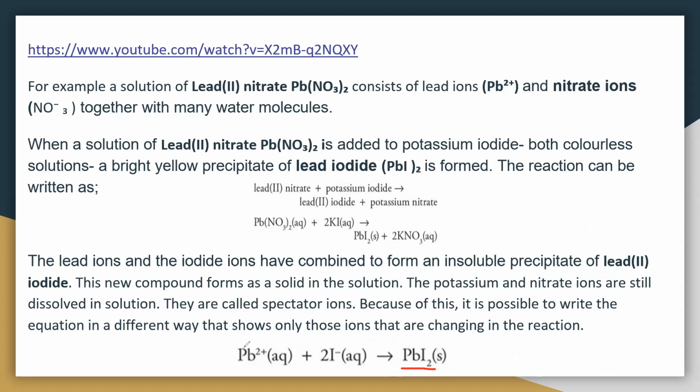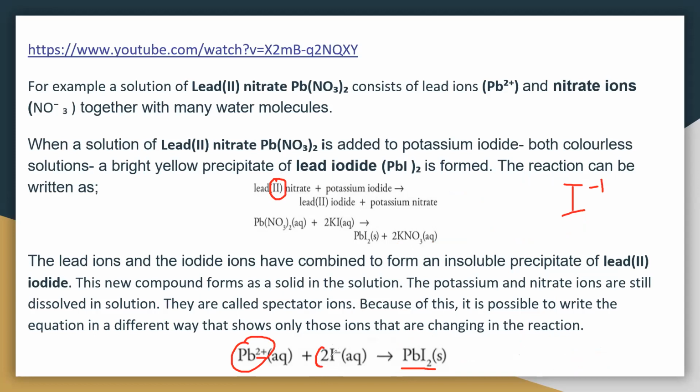Lead iodide is made of lead, which has a 2+ charge. We know that it's 2+ because remember the Roman numeral 2 there. And iodide, we know, is one of our nonmetals. Iodine, which is where iodide comes from, usually has a -1 charge, which is why it's -1 there.